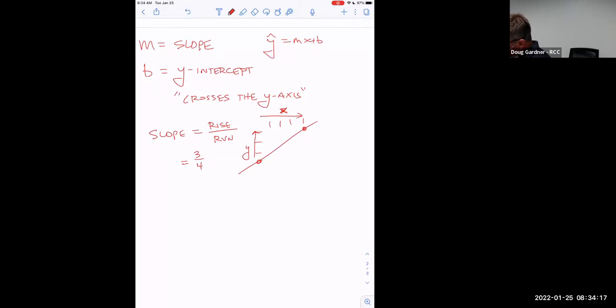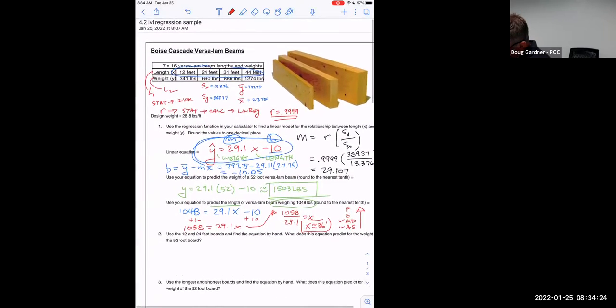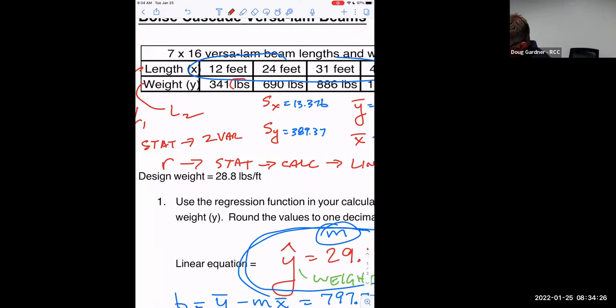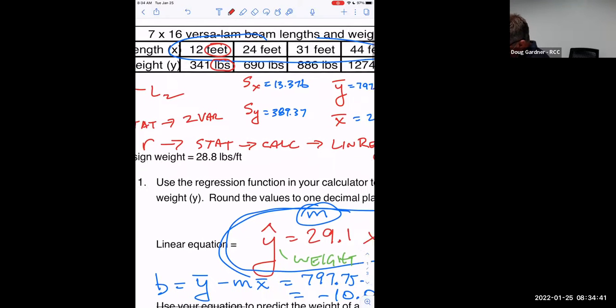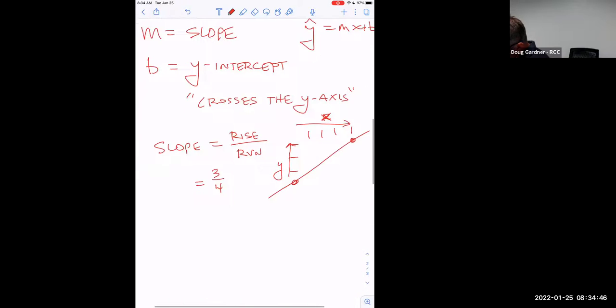Well, we had units for that a second ago. So let's see our Y value. What was our Y value? That was a weight. So our Y value was in pounds. And our X value was in feet. So that 29.1 we just got a minute ago, it isn't just a number. It actually tells us something neat about the beam if we include the units. So it was rise over run. Rise was in the Y direction, and run was in the X direction.